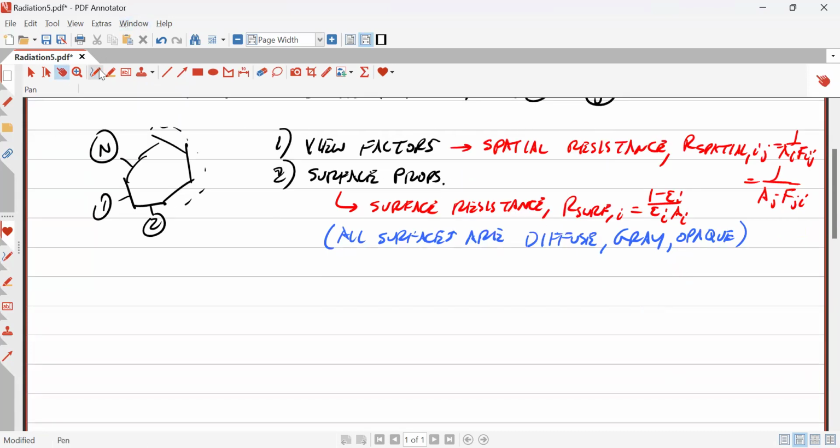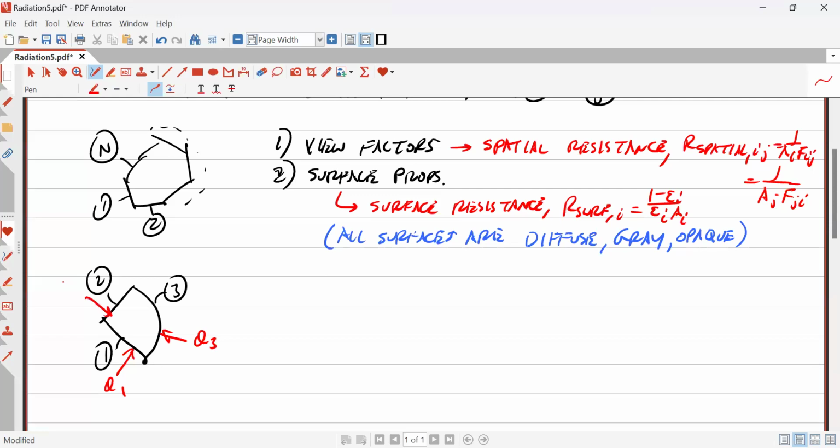So let's look at an example to show you what these resistance networks look like. Say you have 3 surfaces. So 1, 2, and then we'll make this one curved for 3. Now for each surface, there's going to be a heat flow. So we have a Q1, a Q3, and a Q2. And each surface has its own properties: T1, A1, epsilon 1 for that, T3, A3, and epsilon 3, and here is T2, A2, epsilon 2.